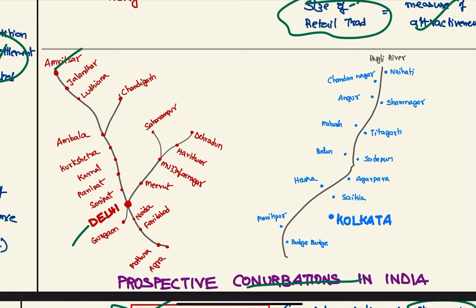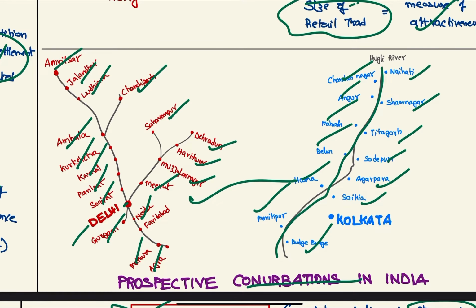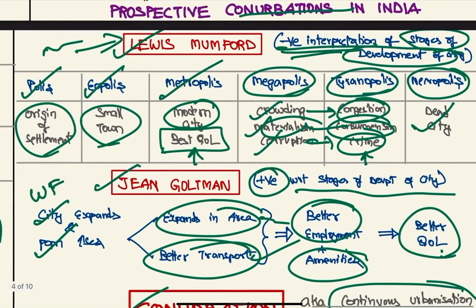Delhi, we have Amritsar, Jalandhar, Ludhiana, Ambala, Kurukshetra, Karnal, Panipat, Sonipat. We have Delhi now, then Gurgaon. Here we have Chandigarh. Here we have Saharanpur, Dehradun, Haridwar, Muzaffarnagar, Meerut. This side we have Noida, Faridabad, and finally Mathura and Agra. In Kolkata, along the Hooghly River, we have Chandannagar, Naihati, Bhadreswar, Serampore, Belur, Sodepur, Agarpara, Howrah, and others. So these are the prospective conurbations. With proper development in future, they may turn into the conurbations of India.